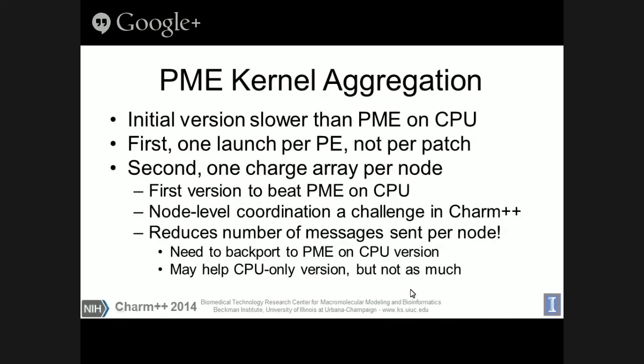Part of the reason for that may simply be that we're also sending fewer messages per node. So rather than having each PE on the node sending its data to the corresponding grid locations for the FFT, we're sending one message per node to those grid locations. So that is a potential source of the optimization that we can now backport to the CPU version.